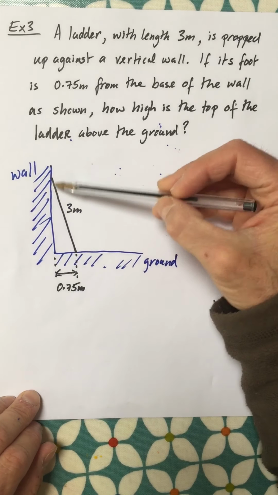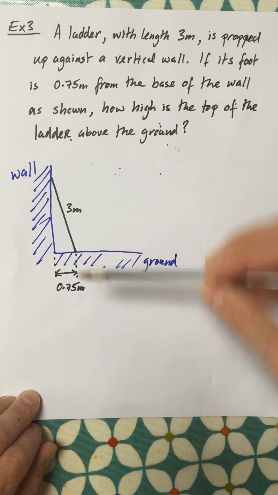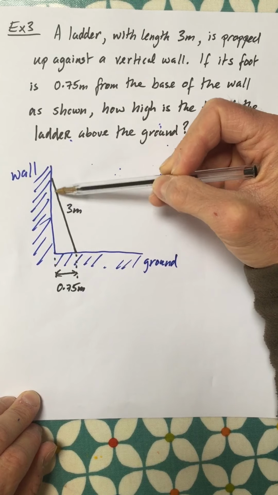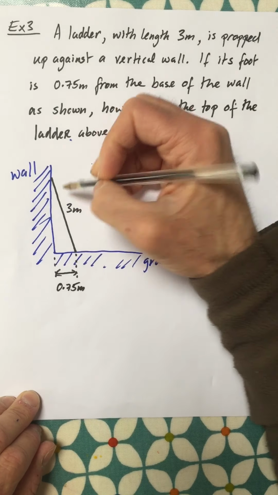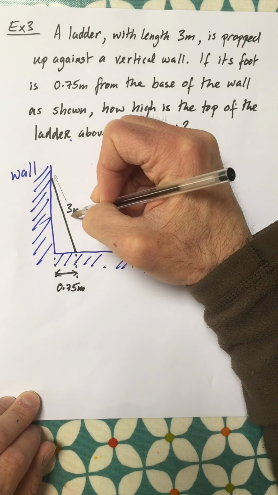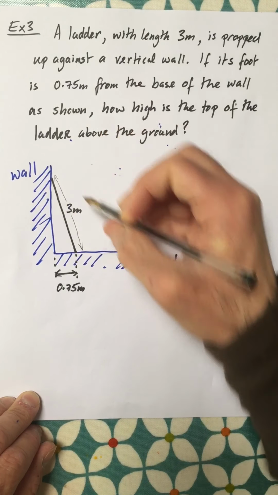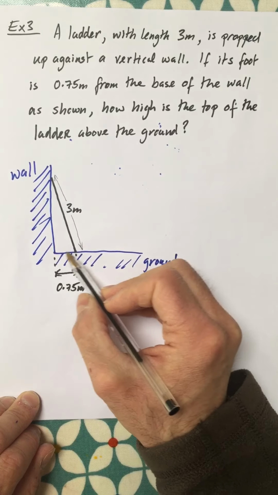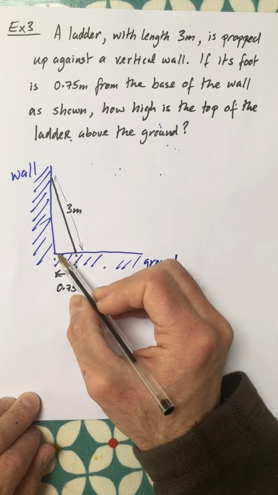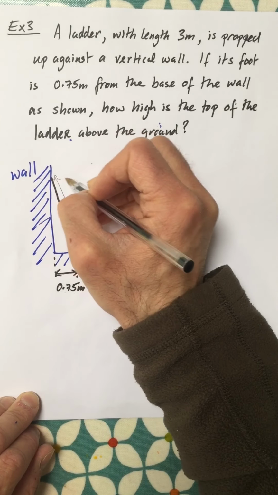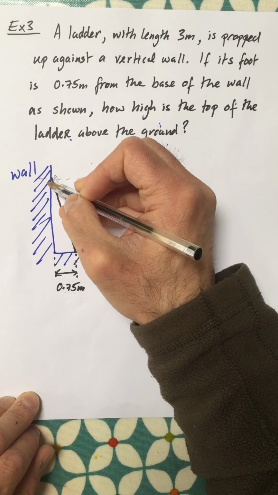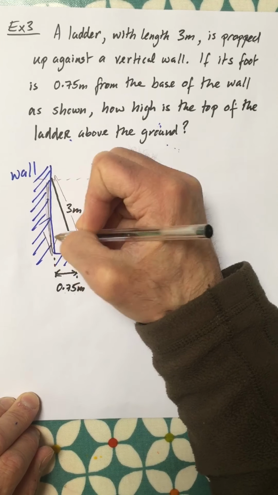So what you have here is a vertical wall and the ground, and you have this ladder. I've drawn it in black. The ladder is 3 meters long, so the distance from the top down to the bottom of the ladder is 3 meters, but it's at an angle. And the bottom of the ladder is out away from the wall, a distance of 0.75 meters. And what they want to know is, how high is the ladder? How high?